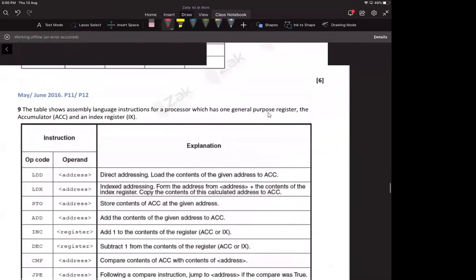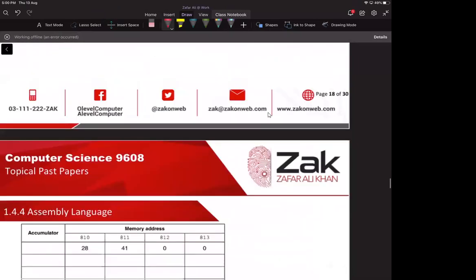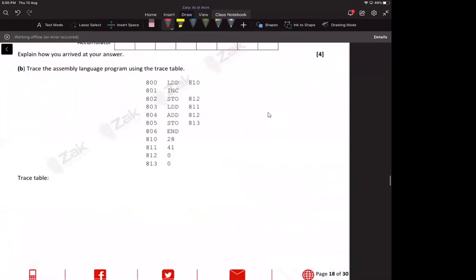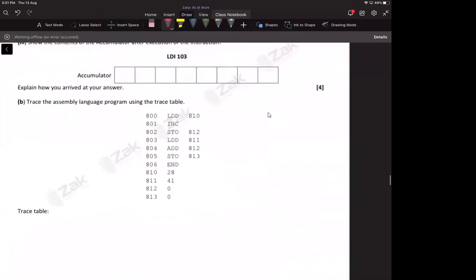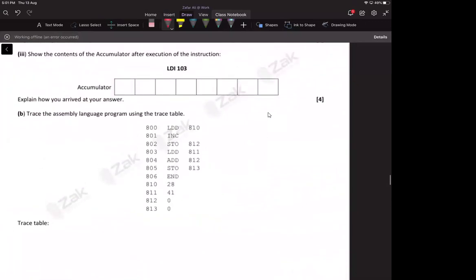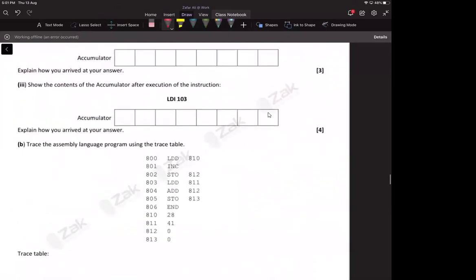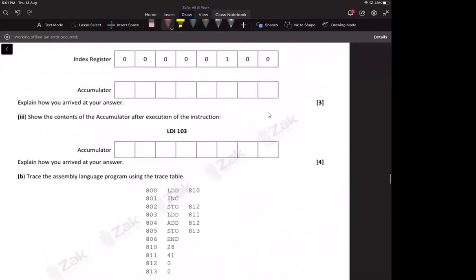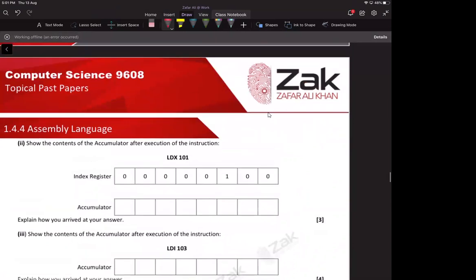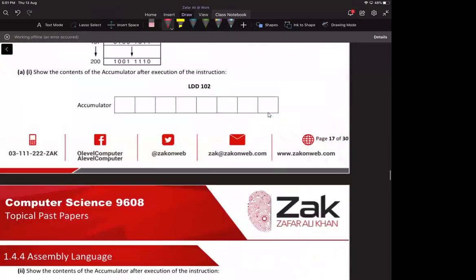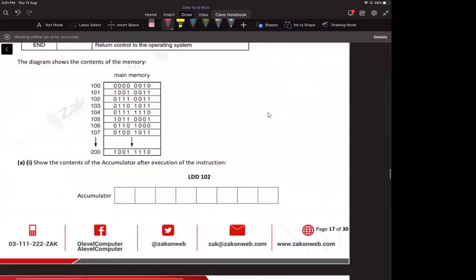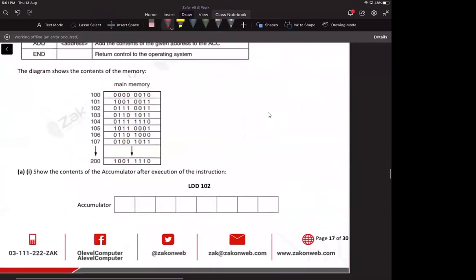LDD, increase, store, load, add, store, end. This is very simple. Okay, LDD 102. This is simple. Again. All right. Okay. Now let's solve this question.